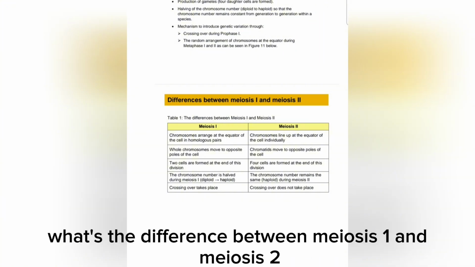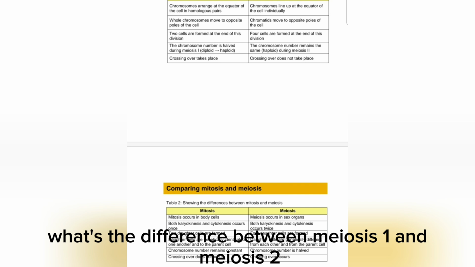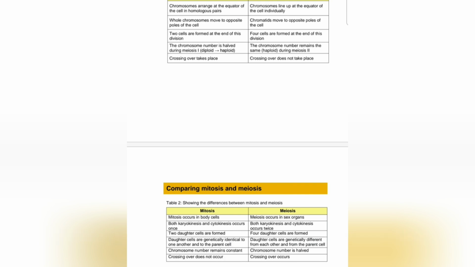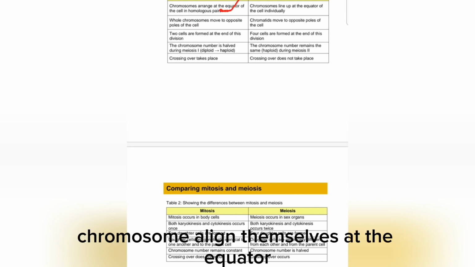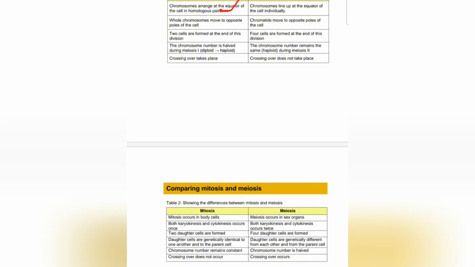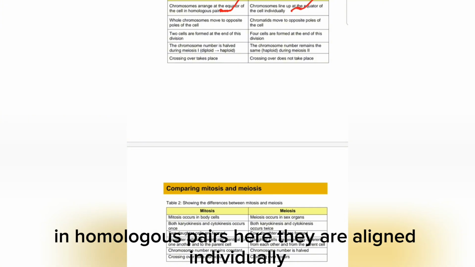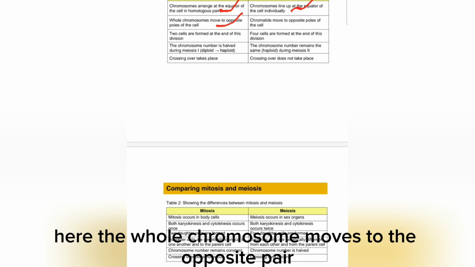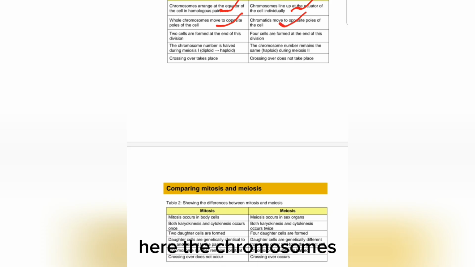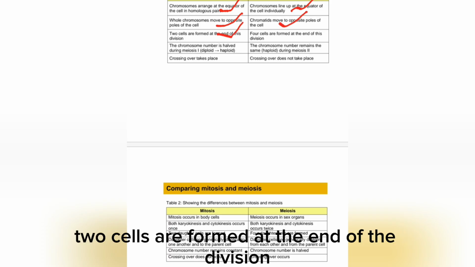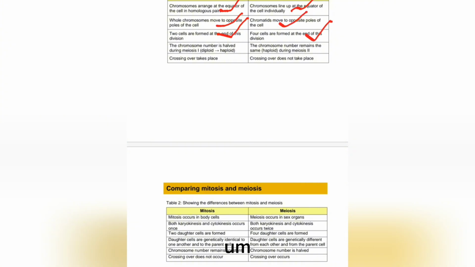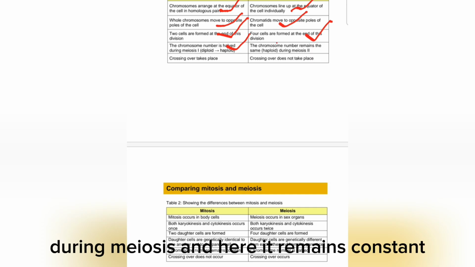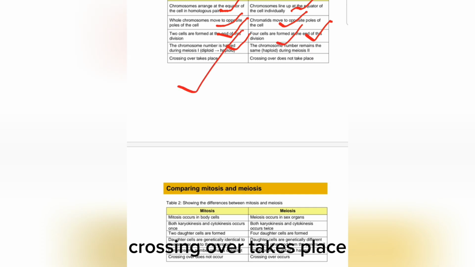Now, what's the difference between meiosis 1 and meiosis 2? It's quite simple. In meiosis 1, chromosomes align at the equator in homologous pairs. In meiosis 2, they align individually. In meiosis 1, the whole chromosome moves to the opposite pole. In meiosis 2, the chromatids move to the opposite poles. Two cells are formed at the end of meiosis 1, and four cells at the end of meiosis 2. The chromosome number is halved during meiosis 1, and in meiosis 2 it remains constant. Crossing over takes place in meiosis 1, and doesn't take place in meiosis 2.